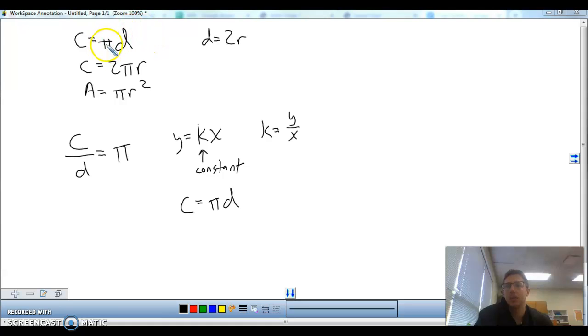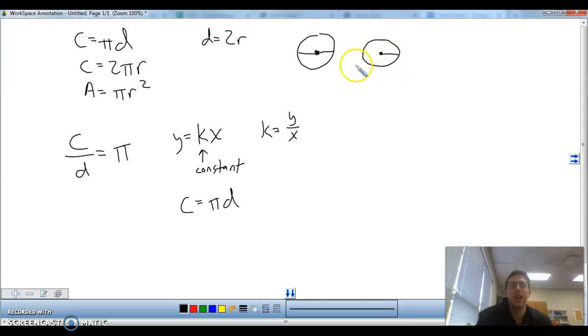Okay? So circumference can be pi times diameter. D stands for diameter. Now remember, on a circle, diameter is all the way across. Well, diameter is also equal to 2 of the radius, because a radius is from the center out to the edge, which is only half the diameter. You need 2 of these radiuses to get to the diameter, right? So you could say circumference is equal to 2 times pi times the radius, because you need 2 of the radius to get to diameter. So those are saying the same thing, okay?